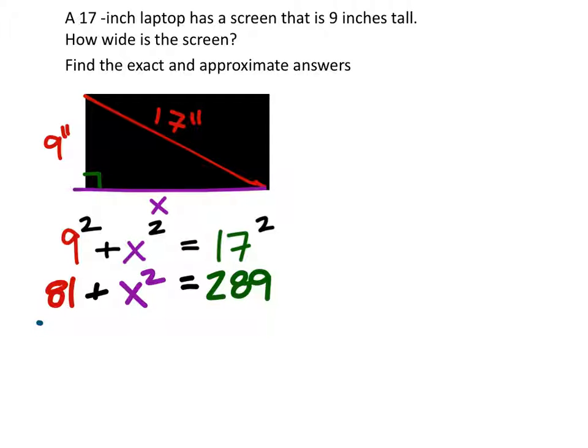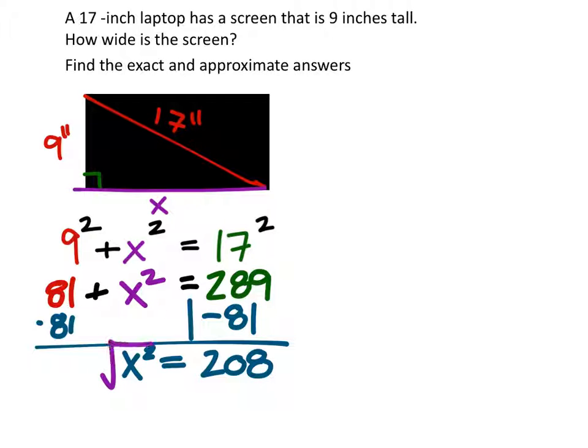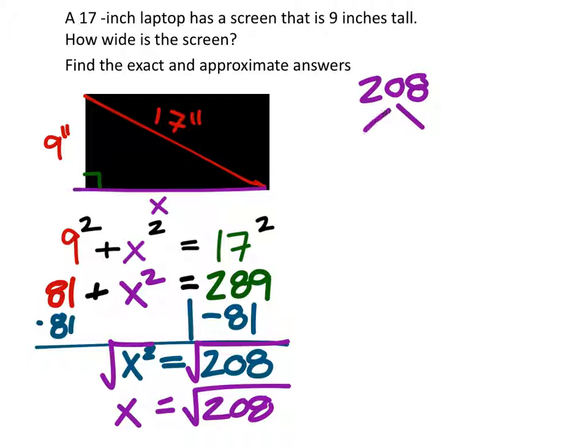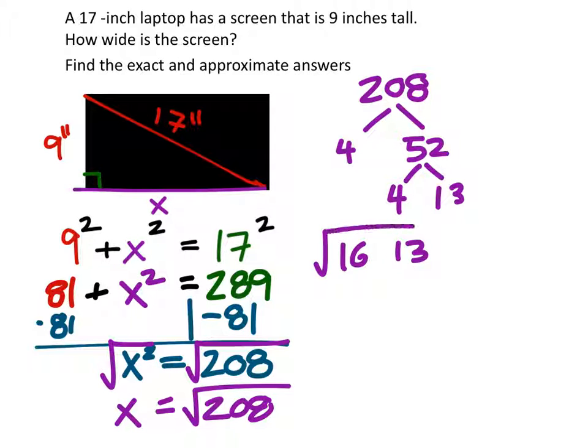Now just solving for x squared, I'll subtract 81 from both sides. And then finally solving for x, I'll square root both sides. And it did want us to find the exact answer, so that's the square root of 208. Now let's just look at 208 and see if we can factor this out. Looks like it should go into 4 and 52. 52, is that another 4 number? Yeah. 4 and 13. So I really could have split it up into 16 and 13. So the square root of that would have given us 4 times the square root of 13.